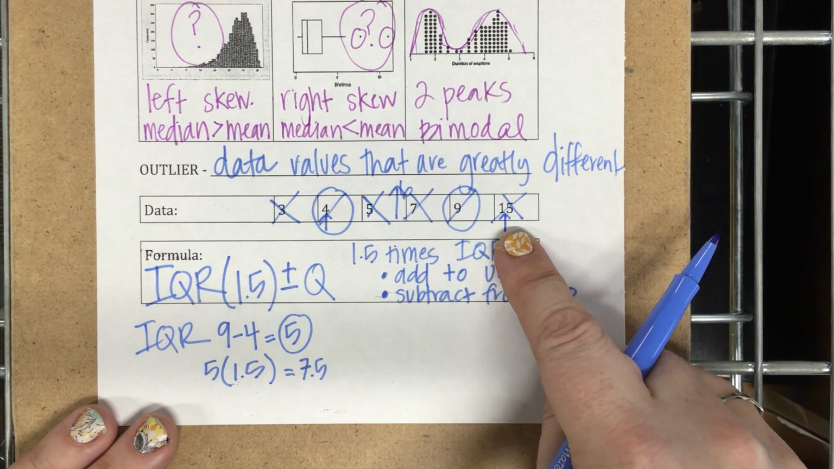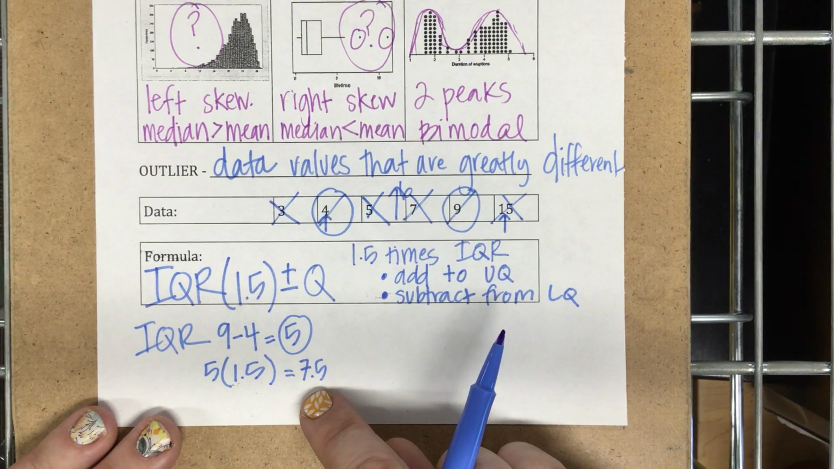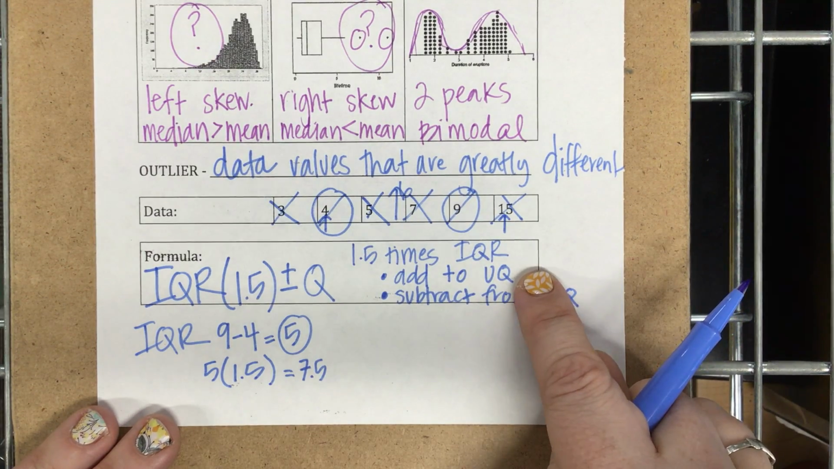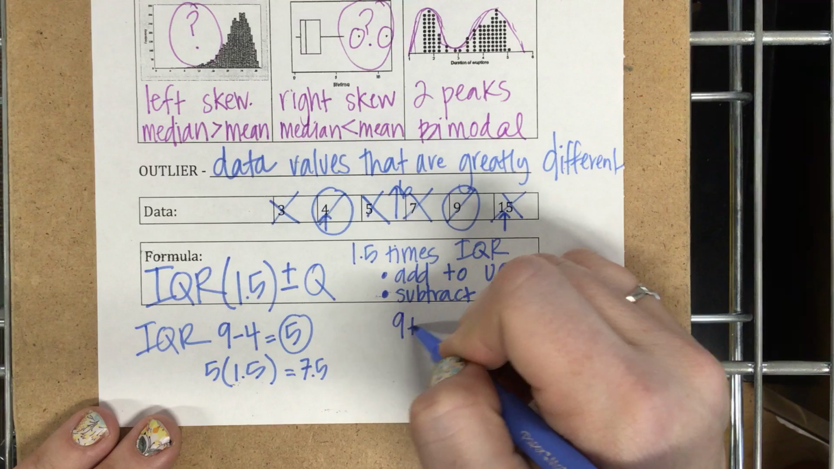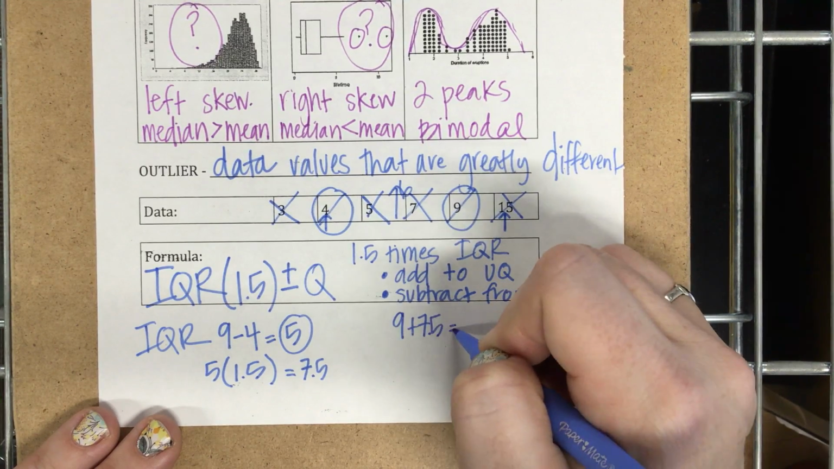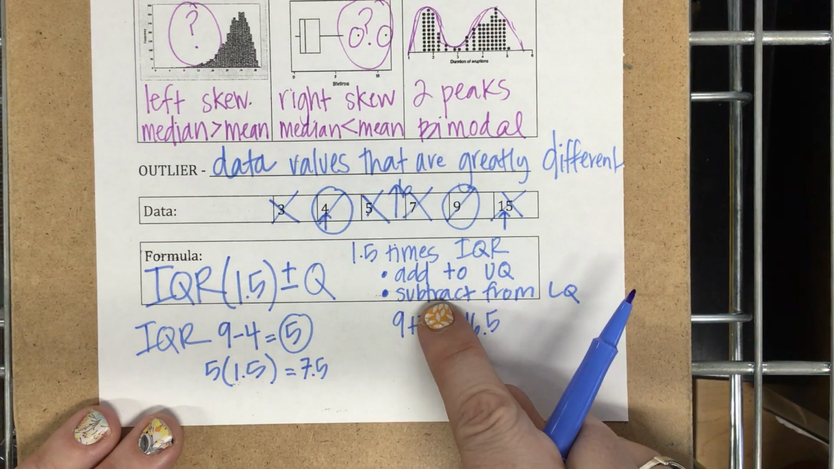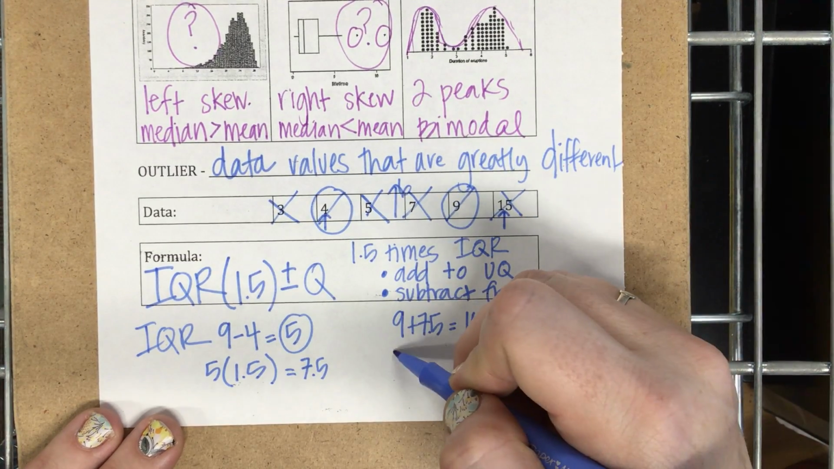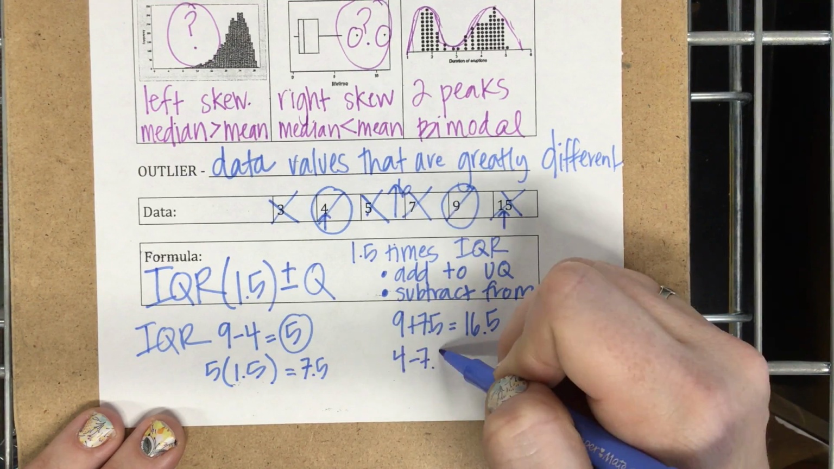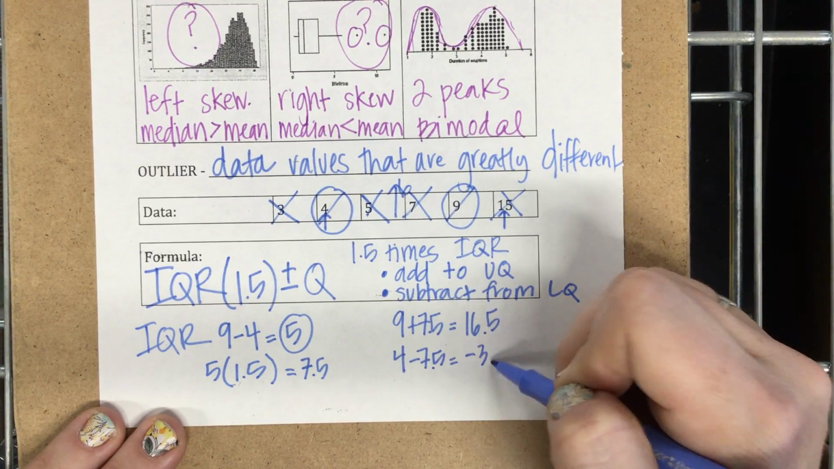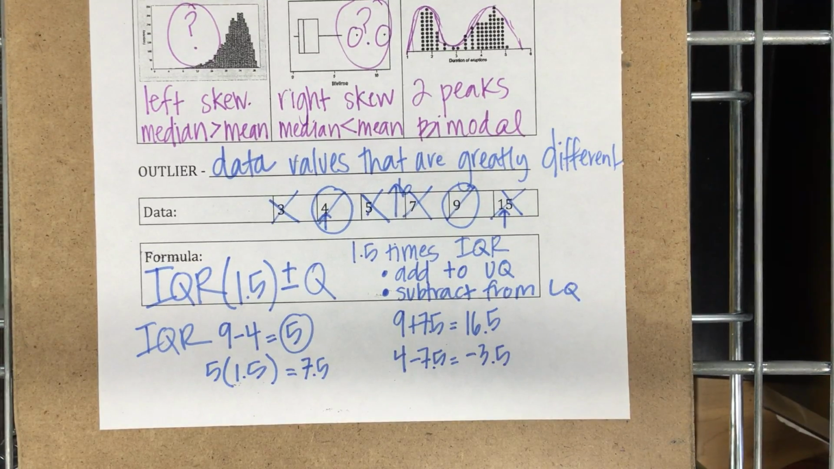1.5 times the interquartile range. I take this value and I'm going to add it to my upper quartile. 9 plus 7.5 is 16.5. And I subtract it from my lower quartile. 4 minus 7.5 is negative 3.5. If the data value that you think is an outlier falls outside of this range, it is, yes, an outlier.